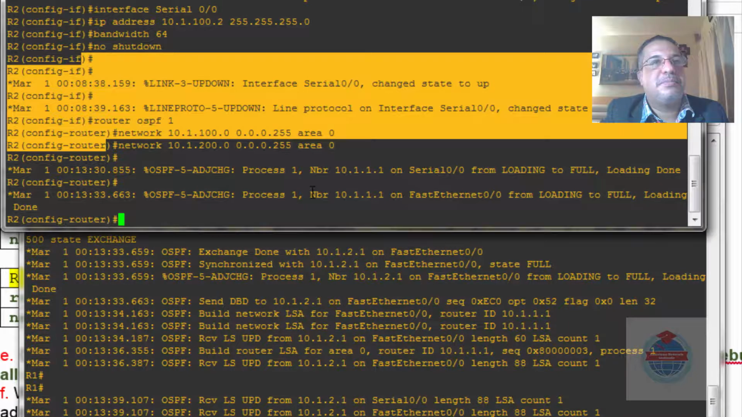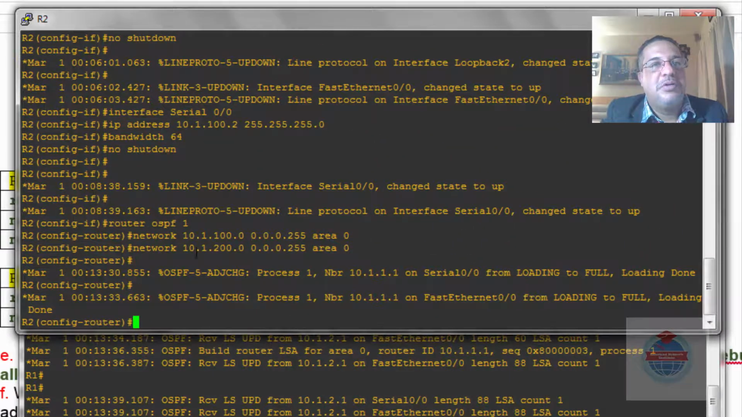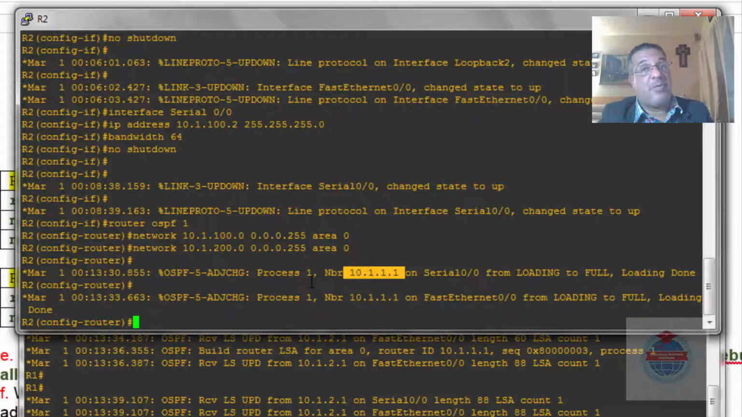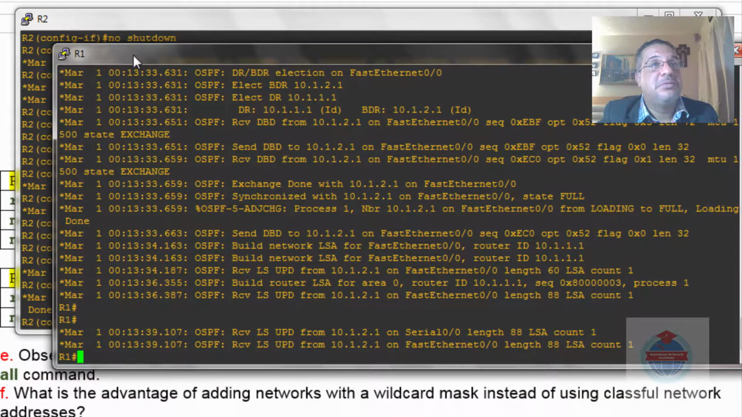Now on R2, there is an OSPF adjacency and the process 1 that we just mentioned over here. It's telling that 10.1.1.1, and remember which one is that guy. That was the router 1, is your neighbor. It discovered an adjacency. That's on router 2. And let's check on router 1. Everything is coming up as well.